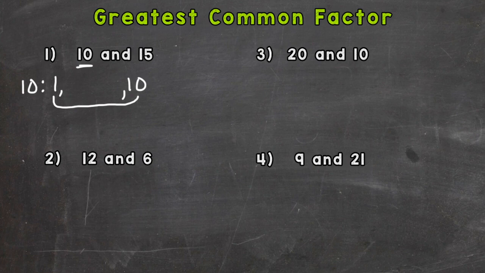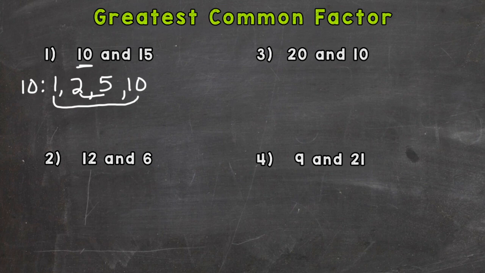Can you think of any other pairs that will equal 10? Hopefully you're thinking 2 and 5, right? 2 times 5 is 10, or 5 times 2 is 10. So I fill in my space here with the 2 and the 5. And 10 has 4 factors: 1, 2, 5, and 10. 2 and 5 are a pair as well. If you want to connect them, if that helps you out, that works.